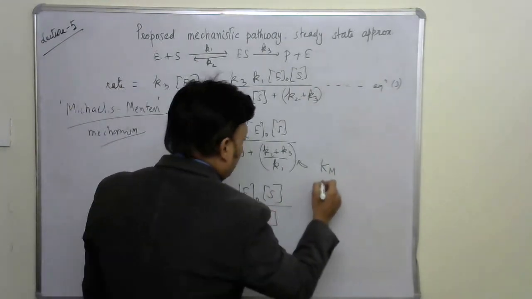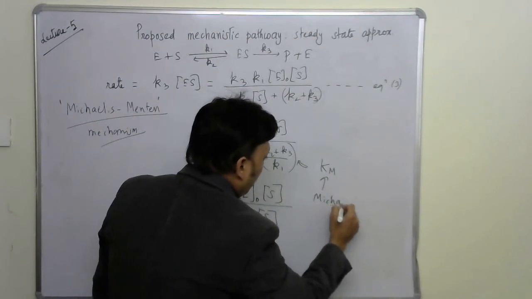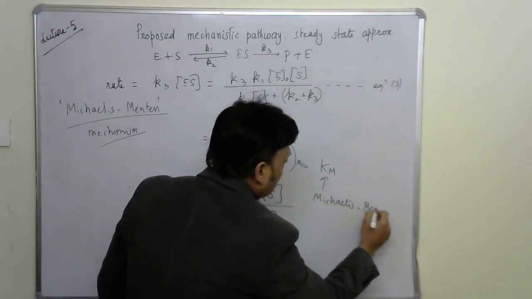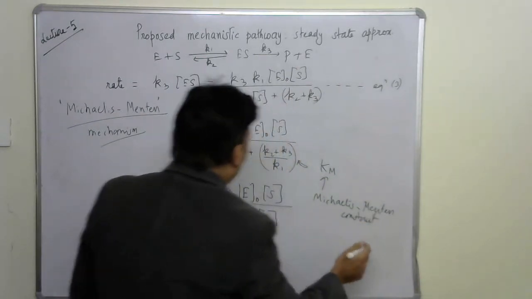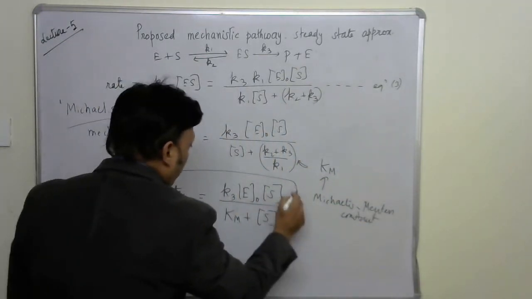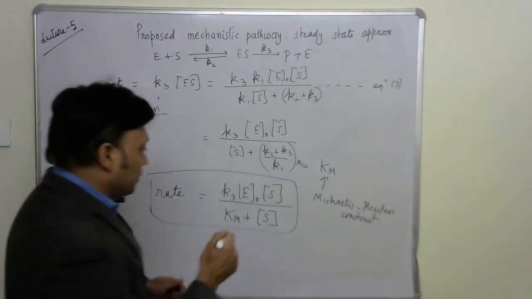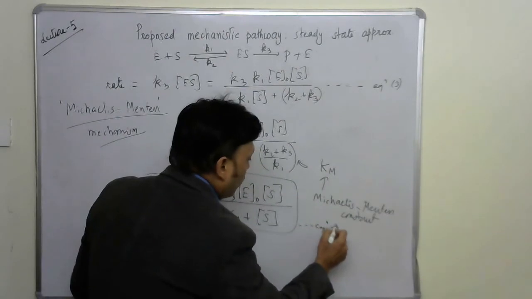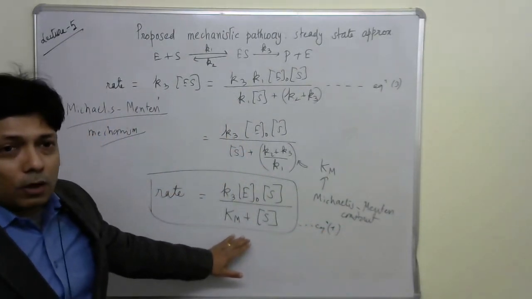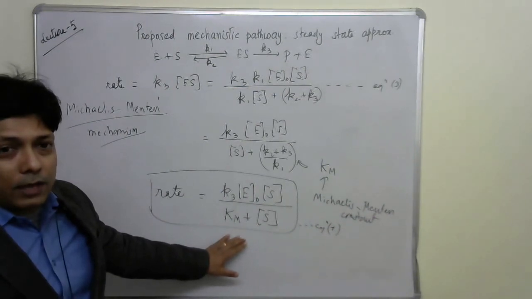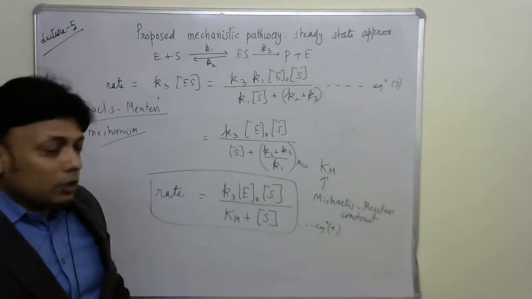And this Km is called the Michaelis-Menten constant, which I am writing once again, in order to honor those great people for their contribution in deriving this mechanism. This equation, known as equation number 4, gives us the final working form of the enzyme catalyzed reaction rate according to the Michaelis-Menten mechanism. So we stop here.